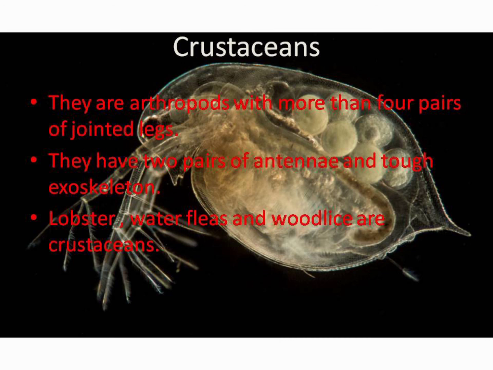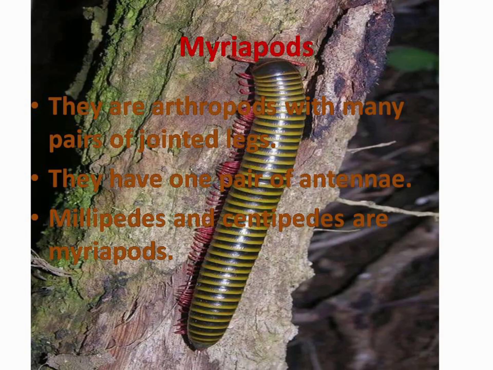Crustaceans are arthropods with more than 4 pairs of jointed legs, 2 pairs of antennae, and a tough exoskeleton. Lobsters, water fleas, and woodlice are some examples of crustaceans. Myriapods are arthropods with many pairs of jointed legs and 1 pair of antennae. Millipedes and centipedes are examples of myriapods.